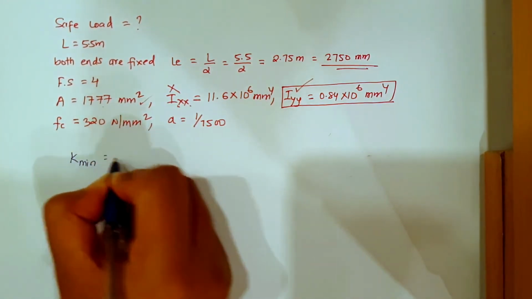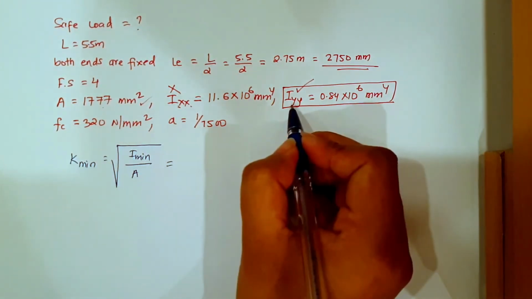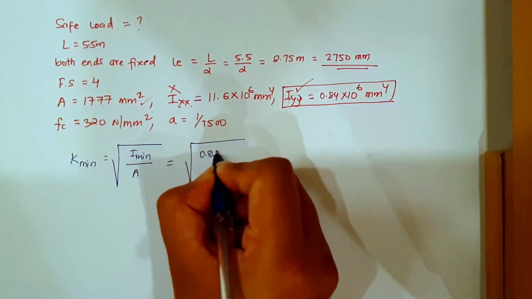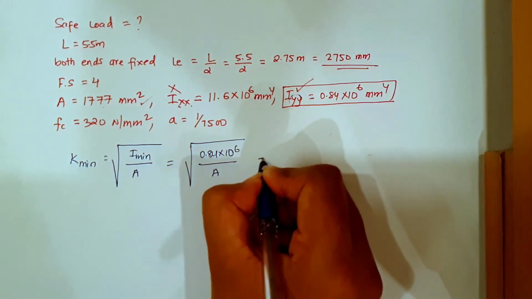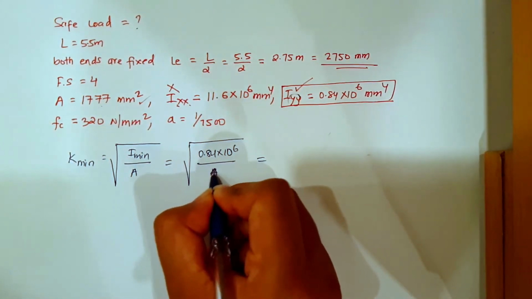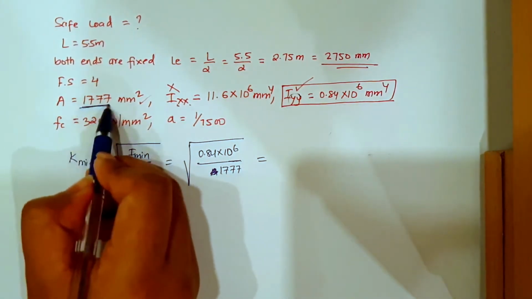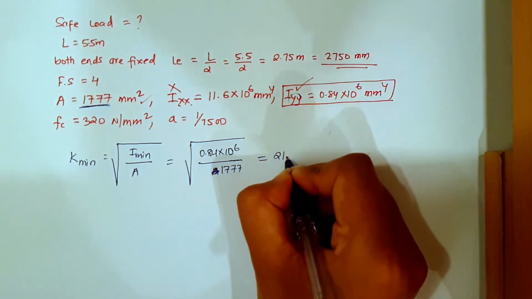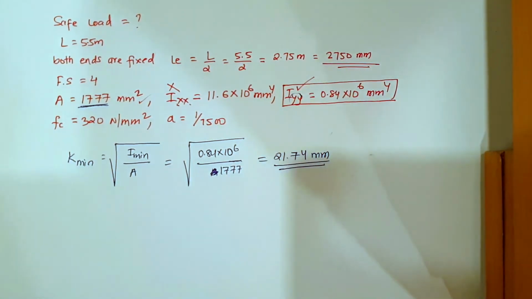K minimum will be equal to I minimum by area. So I minimum is along the IYY axis. So 0.84 into 10 raised to power 6 divided by area. Okay, so from here you'll get, here the area, I did not replace it, it will be 1777. So from here you will be getting a value equal to 21.74 mm. So this is the radius of gyration.